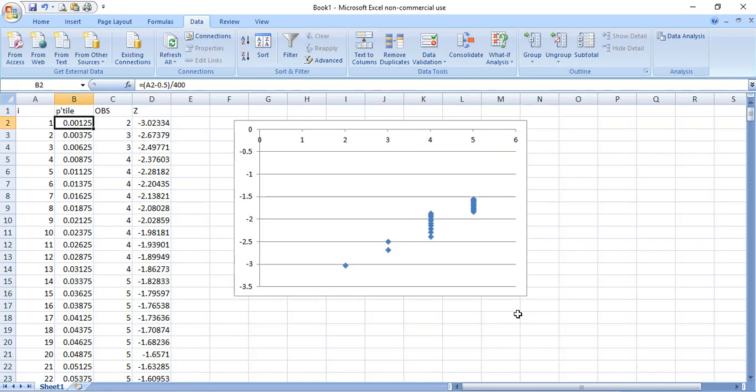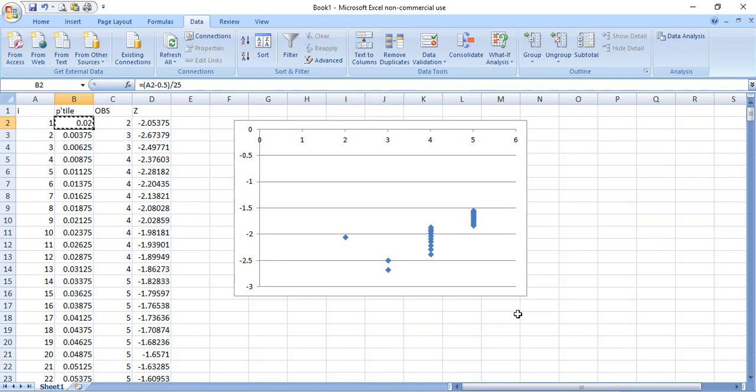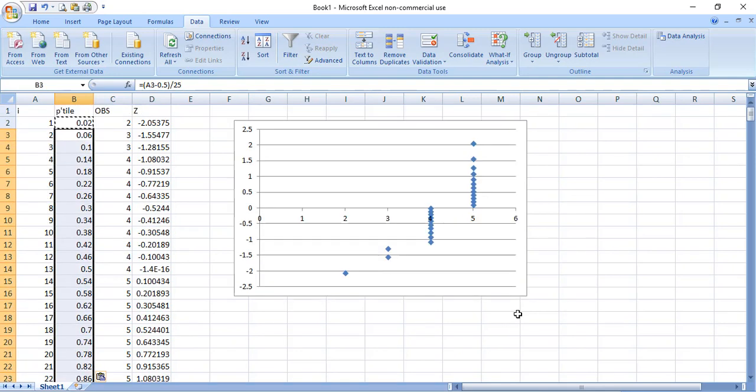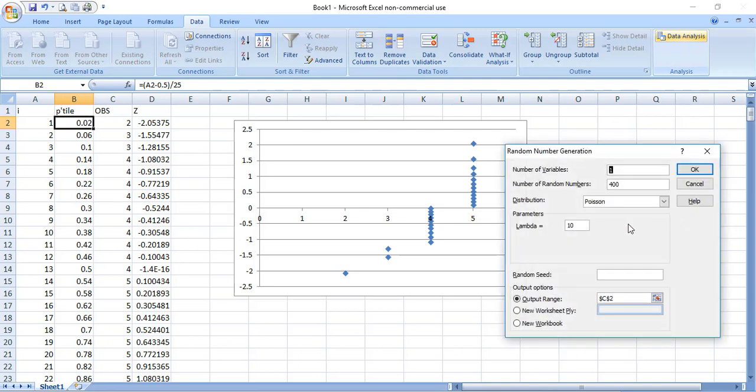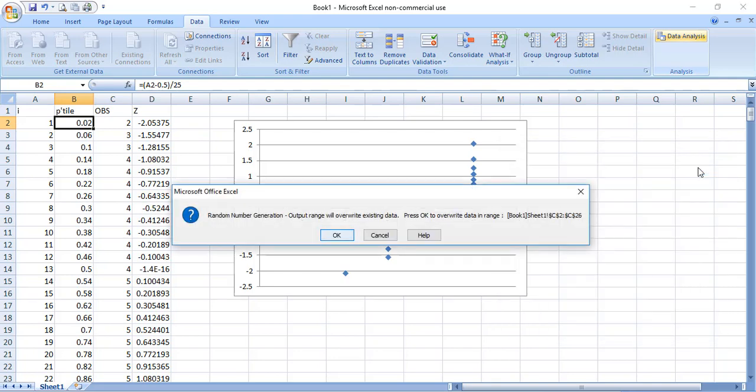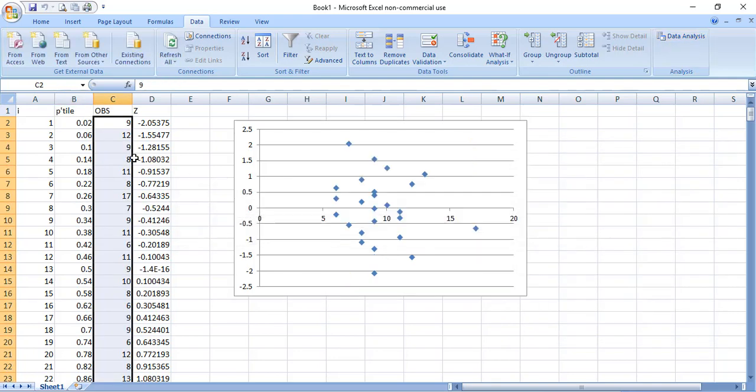Which means I have to change my formula for the percentile. I could probably spend a few hours creating a spreadsheet that would figure that out, but don't judge this graph because this graph was from a sample of 400. So let's generate a new data set now with a Poisson of lambda 10, but let's only create 25 data values now. Okay, let's remember to sort it.